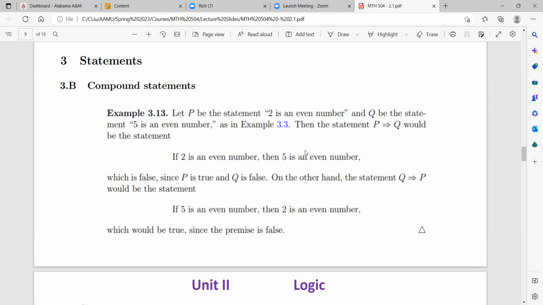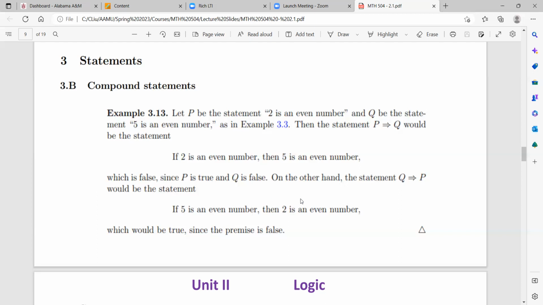Okay, so suppose we have another statement. We just change the roles of P and Q. If we write Q implies P, then again we just use the words if then. This time Q goes to the front. If 5 is an even number, then 2 is an even number. Obviously, this doesn't make sense if you just read this whole thing.